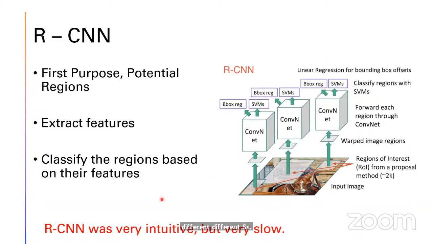So RCNN was an initiative, but it was very slow. Why was it slow? Because first of all, we are running 2000 CNNs, right? So there will be a lot of computation there. So that was one reason, and the second reason was that selective search is also slow.